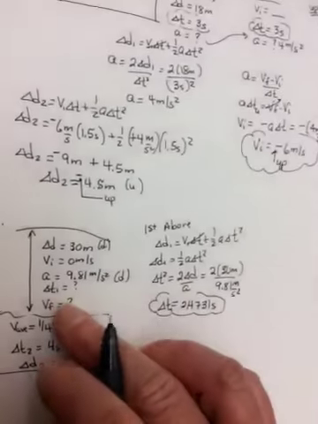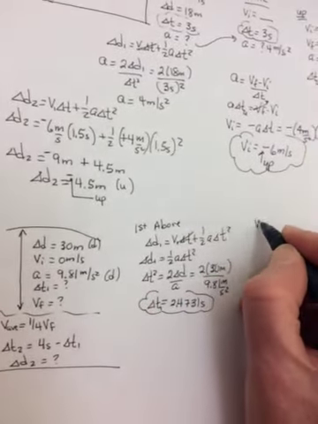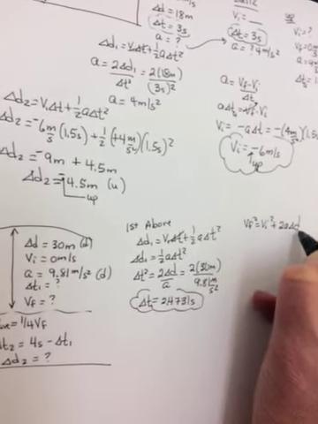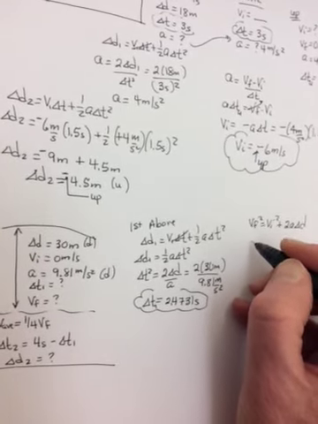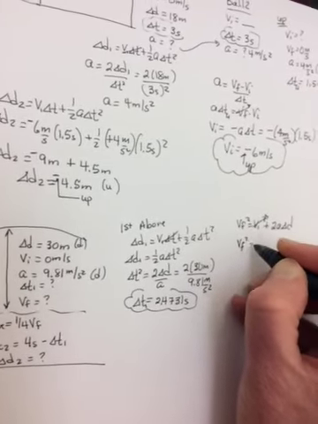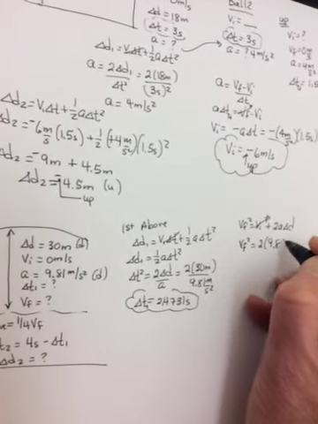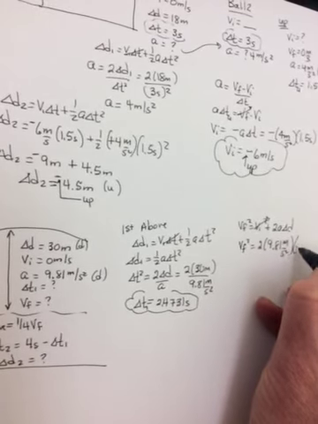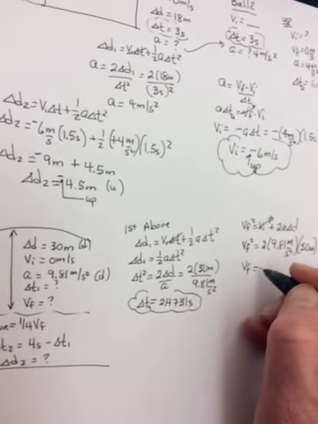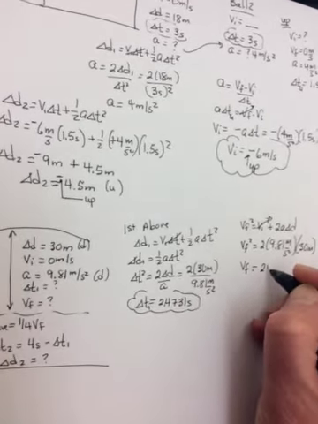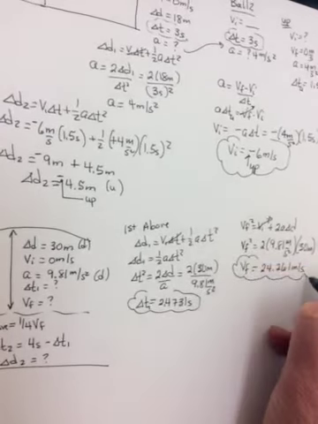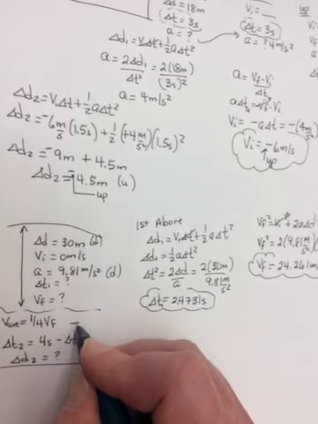Now you can also find the VF above the water, because you know VF squared is equal to VI squared plus 2A delta D. You could also use A equals VF minus VI over delta T. VI is 0, so VF squared is equal to 2 times 9.81 meters per second squared times 30 meters. The advantage of doing this one is it's not dependent on the time. Then take the square root and you get 24.261 meters per second.